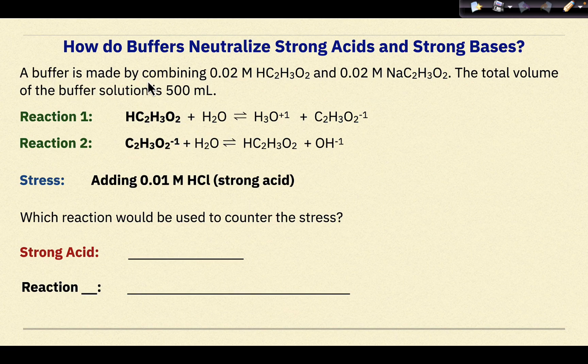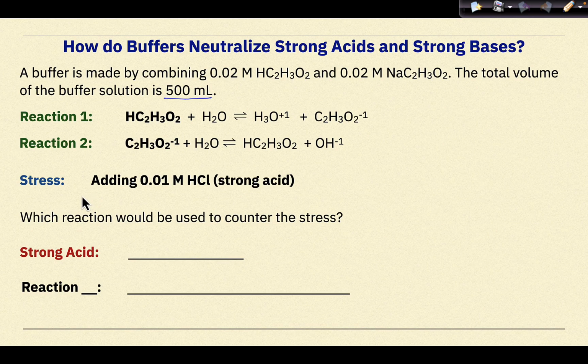A buffer is made by combining 0.02 molar HC2H3O2 and 0.02 molar NaC2H3O2. The total volume of the buffer solution is 500 milliliters. So we have two reactions, the weak acid reacting with water to produce hydronium ions and the weak base, but we also have the weak base reacting with water to form the weak acid and the hydroxide ions.